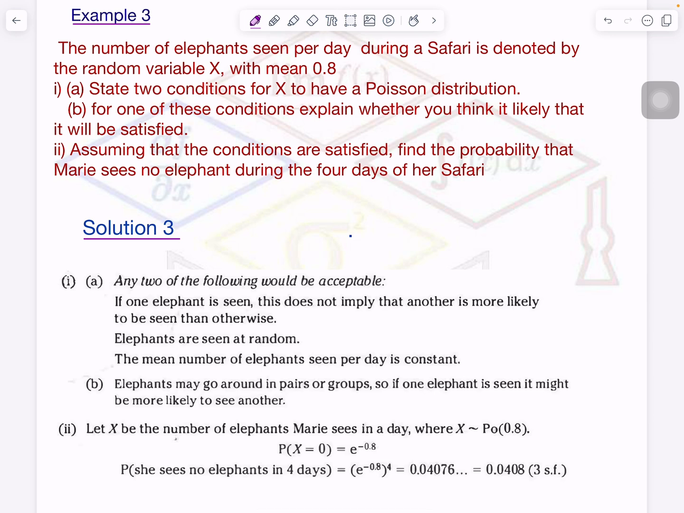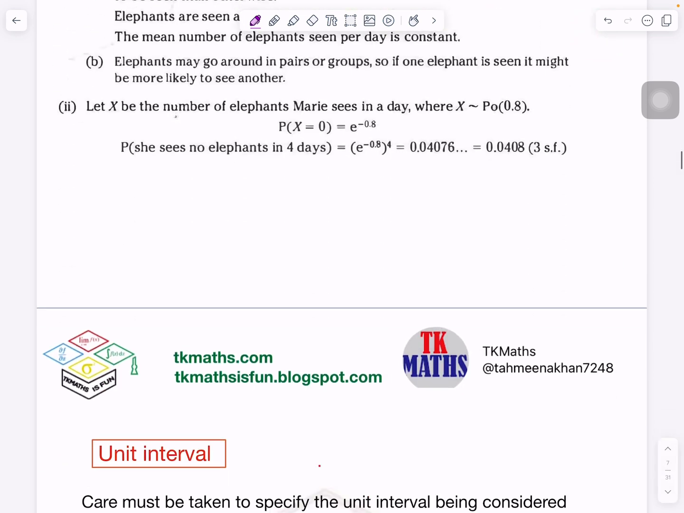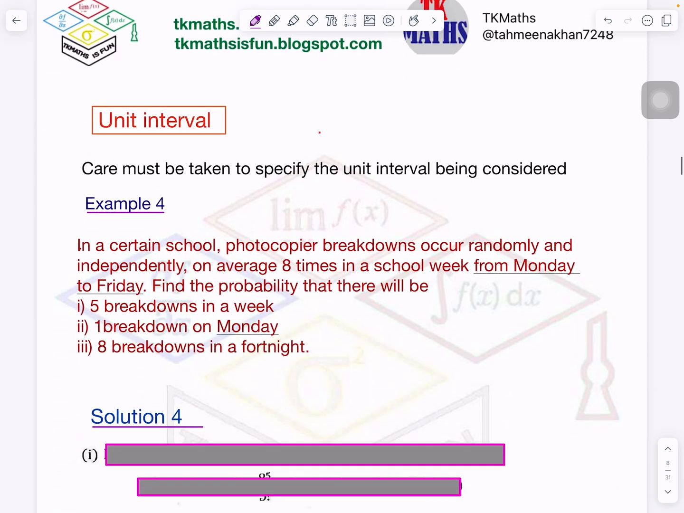So let's start today's work now. This was related to last time's explanation: unit interval. Now what does this mean? It is a very important aspect in Poisson distribution, which is at times overlooked, and despite all the correct method, the answer comes out wrong. So let's see. I'm trying to explain it with the help of an example.